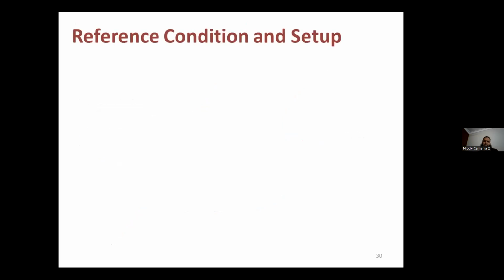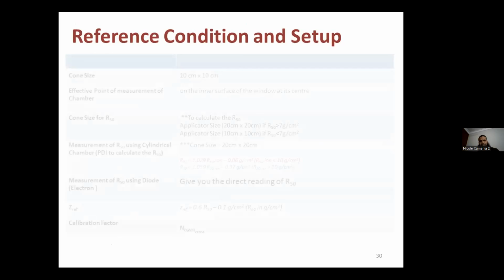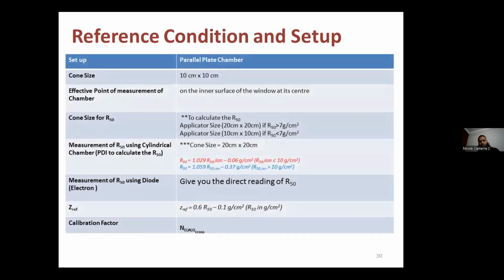So in the reference dosimetry, the setup is very important, as we have discussed in the photon dosimetry. The same sort of setup. I have a question from the last presentation about why we are using 10 by 10 for our absolute reference dosimetry in electrons and photons.